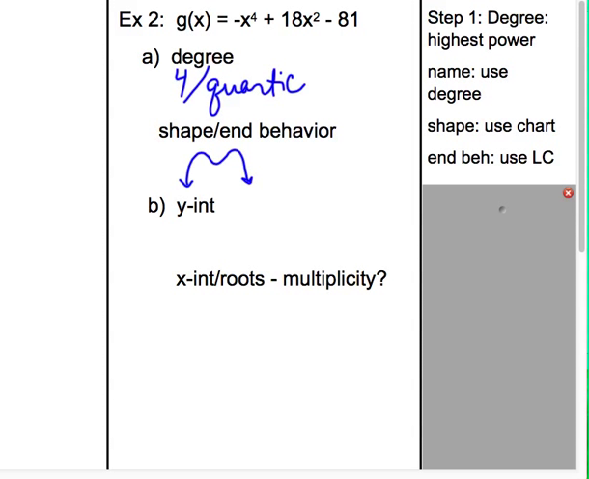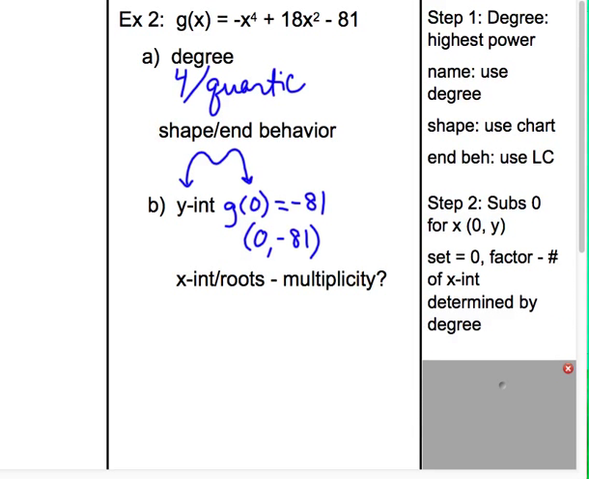Y-intercept, we substitute 0 for x to solve for y. So we get 0 plus 0 minus 81, or the order here is (0, -81) for our y-intercept. For our x-intercept, we substitute 0 for g of x and solve for x.